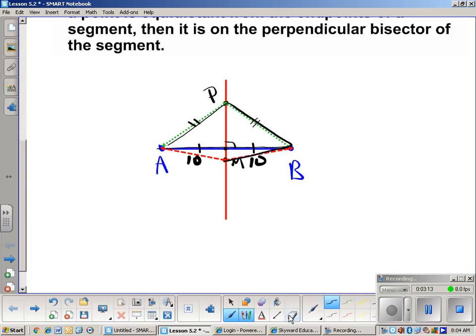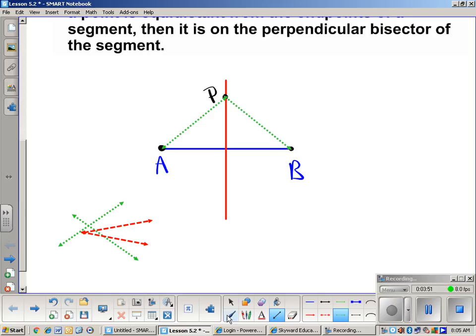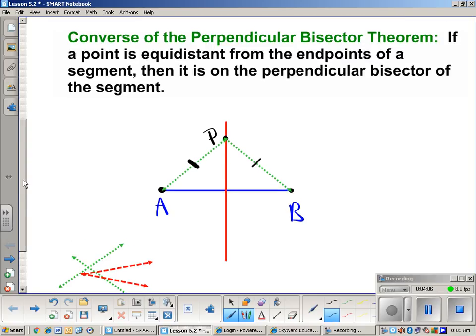Now, I know that P is equidistant from A as it is from B. If I know those distances are equal, then that means P has to be on the perpendicular bisector. That's what this converse is saying.